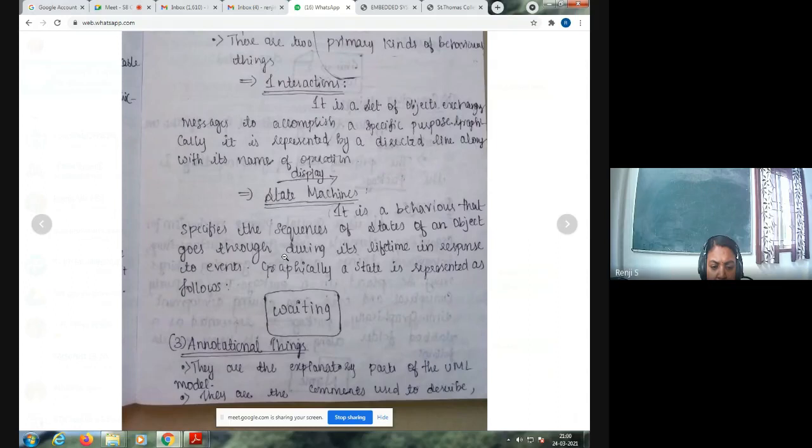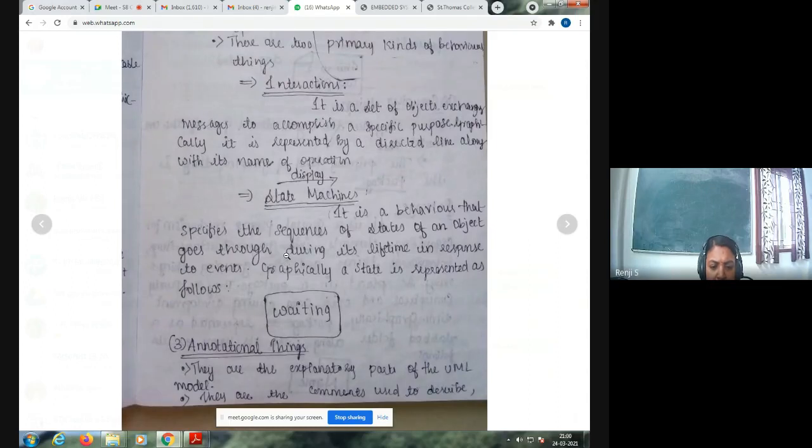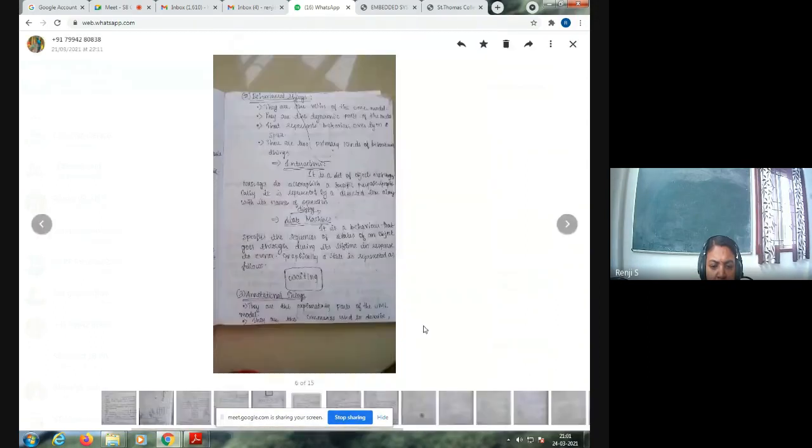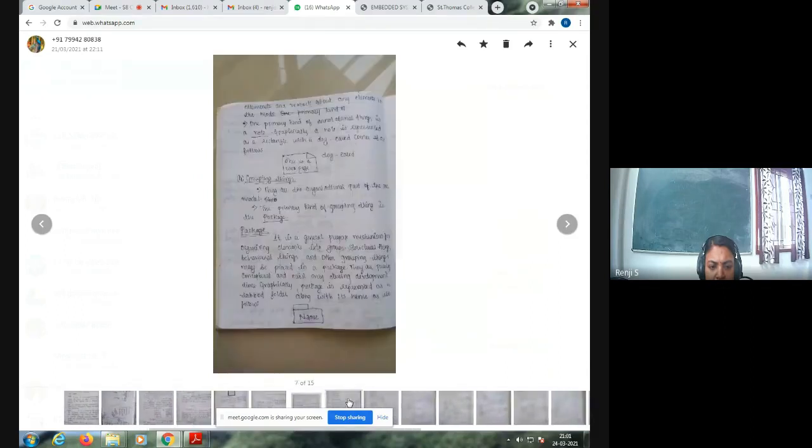Then you have the annotational things. Annotational things are the explanatory parts of the UML model, and they are the comments. If we want to write a comment or a note, we make use of these annotational things, and the name that UML uses is the note. Graphically, a note is represented as a rectangle with a dog-eared corner, a corner that is folded towards the inside. This notation is used to represent notes in UML.